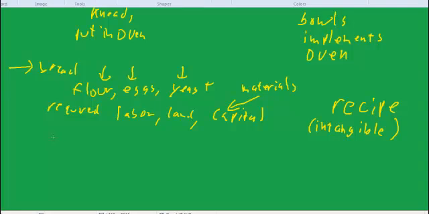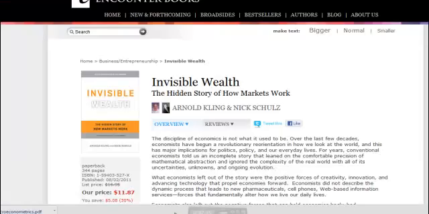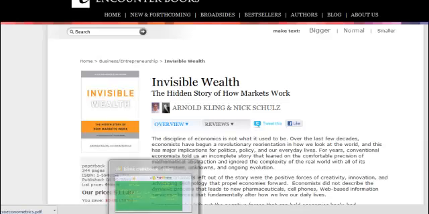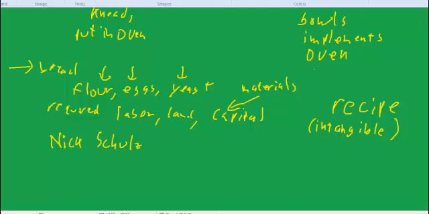The book had various titles, so I think it came out under one title. Hang on one second. Okay, here it is. Here's the paperback version. It's called Invisible Wealth. And we talk about these intangible factors, the recipes and so on.